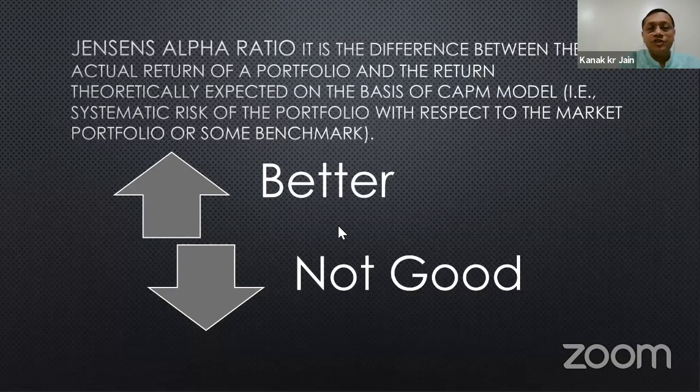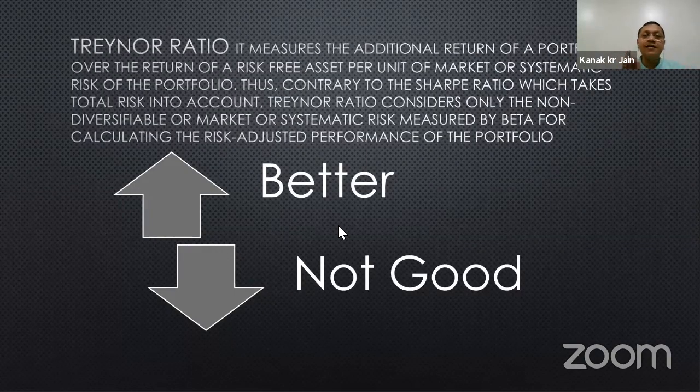Then the Brenner ratio. In this also, higher the better. Now what can you understand? This is the additional return which you are actually creating. Additional return, whatever we are creating over the normal market, so that we can actually do.